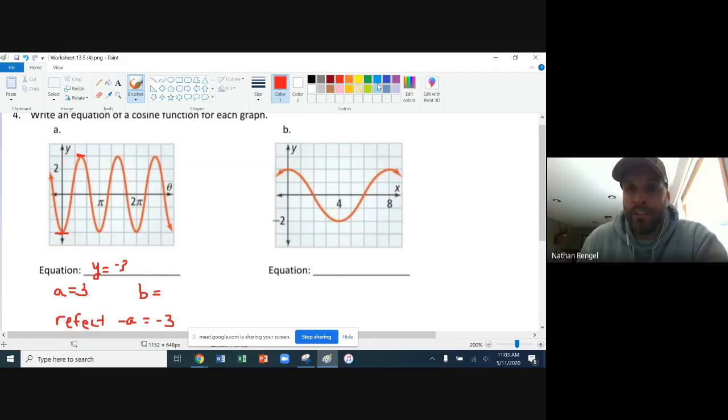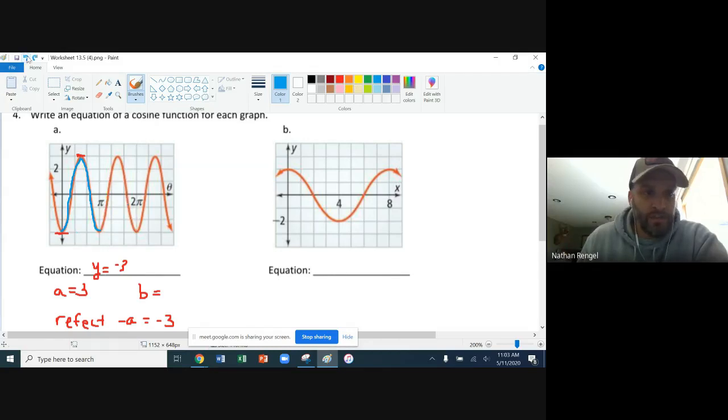The other thing we need is the b value. There are a couple ways you could find the b value. You could count how many cycles it takes to get to 2 pi. Well, there's one. Do another one, and I get exactly to 2 pi. So 1 cycle, 2 cycles gets me exactly to 2 pi. So that's one way that we could do it.